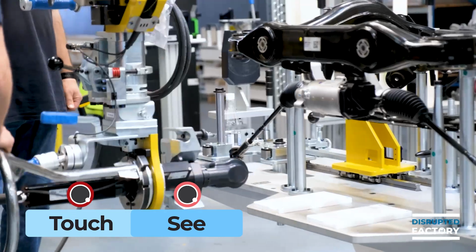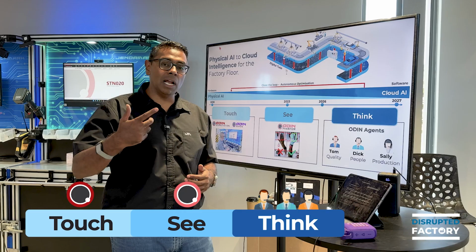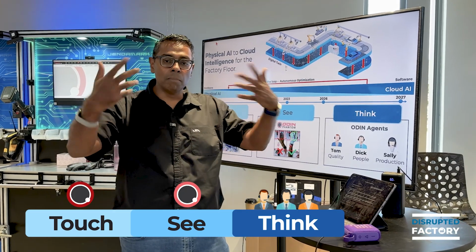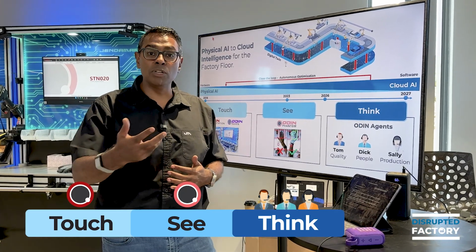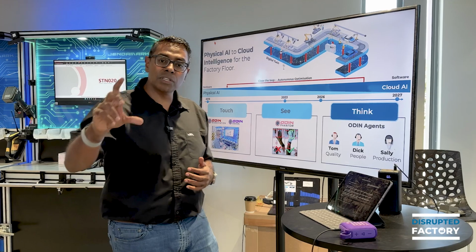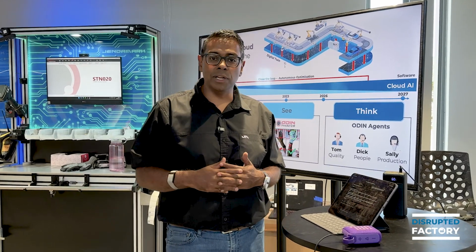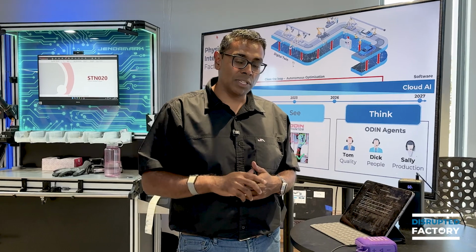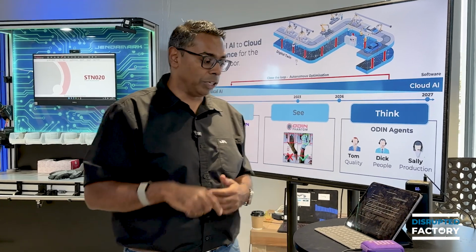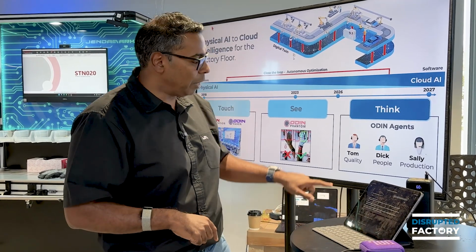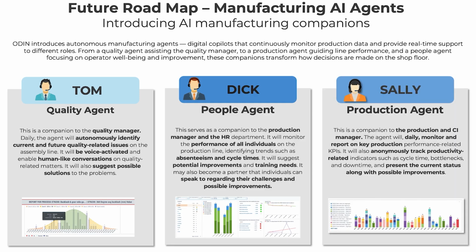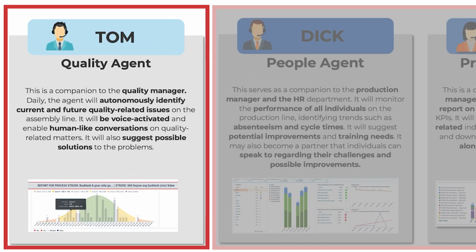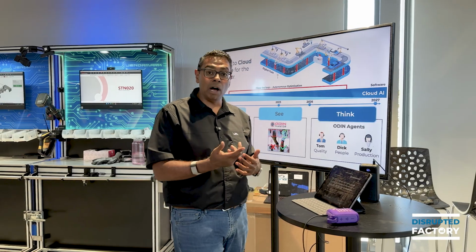And obviously the next phase is think. So how do we actually allow and create thinking models on our production line so we can actually speak to them and actually ask questions? So the scenario here is, imagine we have a young engineer that has been tasked to solve a particular quality problem, and they need to ask questions and get guidance. So this is what we can do. So I can go into the model, and we have three models, Tom, Dick, and Sally. And Tom is the quality agent that can now assist this young engineer with quality issues, and so we can now ask the question.